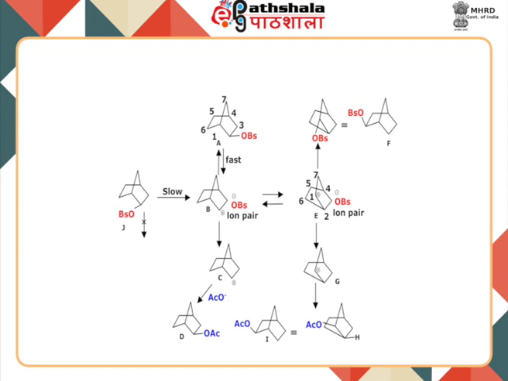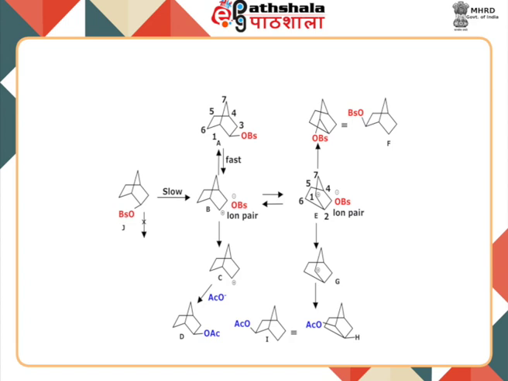OAC minus, which attacks as a nucleophile, and the attack will be happening from the less sterically hindered position, that is it will be attacking from the exo position and not from the ring side to give you the endo product, and that is the reason why whether you start with endo or exo brosylate, the product predominantly is the exo with OAC in the exo position.